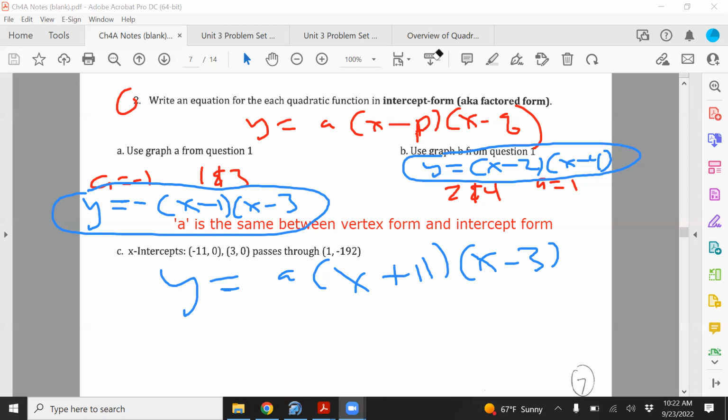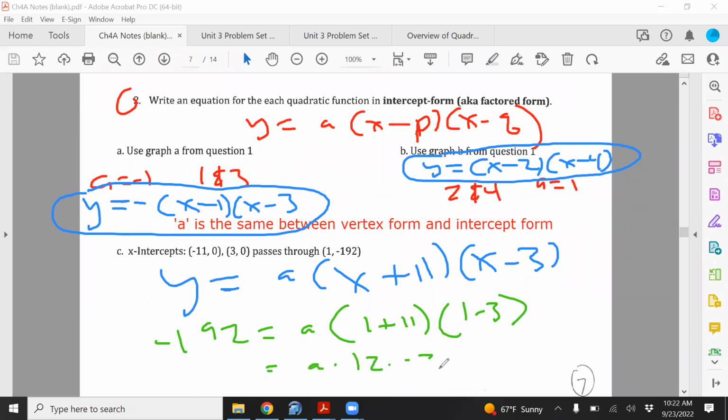So now let me move forward. Sorry for going too fast. So I have negative 192 for y. I have 1 plus 11 for that part, and 1 minus 3 for that part. Should you get 8 for a? Do you get 8? Okay, so what do you get on the right side? You have 8 times 12 times negative 2. Yeah. Okay, cool. Oh, wait, sorry, you multiplied them. Okay, sorry, that's my bad. That's just human error. Yeah, that happens.